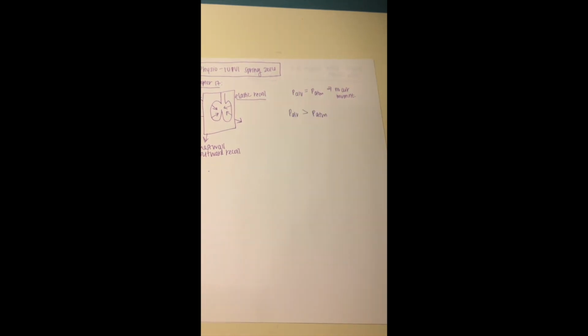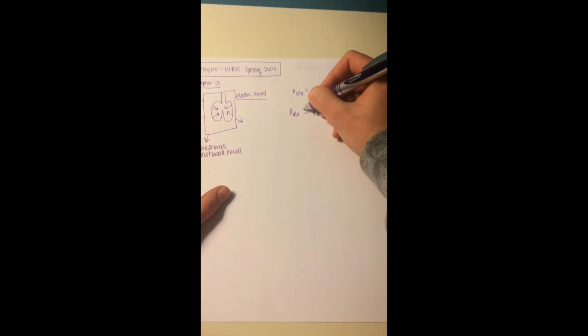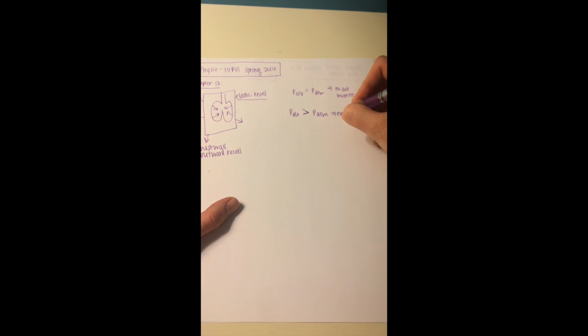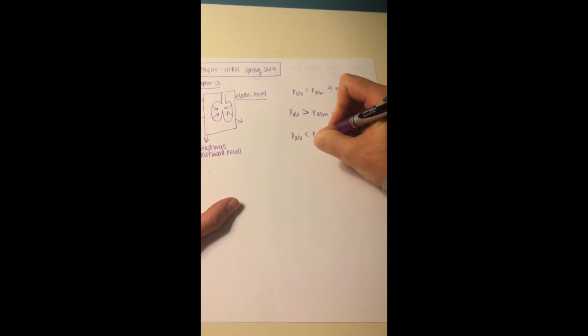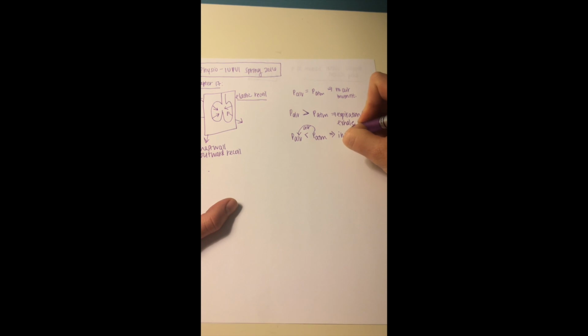So when you have alveolar pressure greater than the atmospheric pressure, so this is pointing this way, that means you're going to have air going from the alveoli basically into the atmosphere, so that's going to be expiration or exhaling. And then on the other side, when alveolar pressure is less than atmospheric pressure, you're pointing this way, so it means the air is going to go into your alveoli, so that means you're doing inspiration or inhaling.